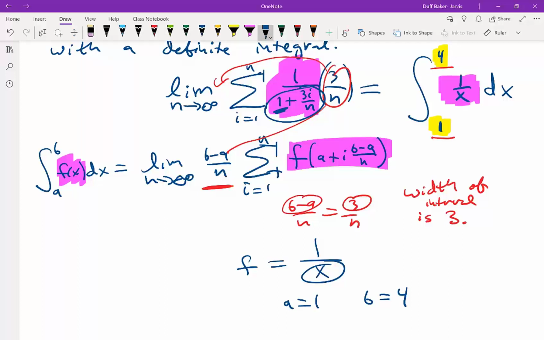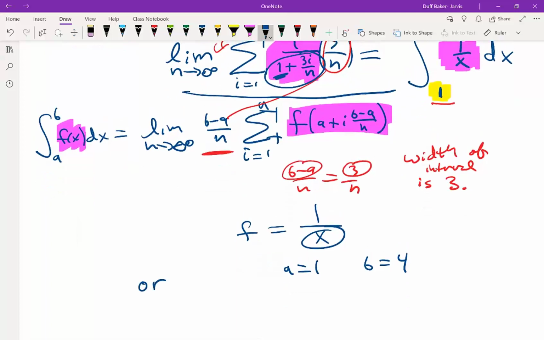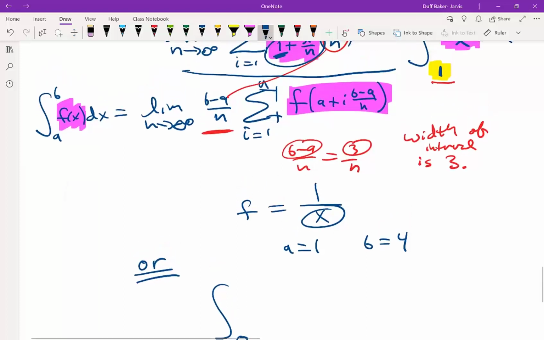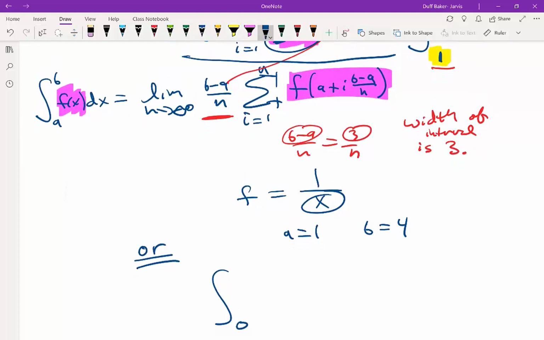And if you just end up trying that, you'll see that this is indeed a valid answer. Like the integral from 1 to 4 of 1 over x dx will work out to be this summation thing. Another thing you could have done is start it at 0 for some reason. Maybe I want my A to be 0. If your A has to be 0, B still has to be 3 larger. So B would have to be 3.